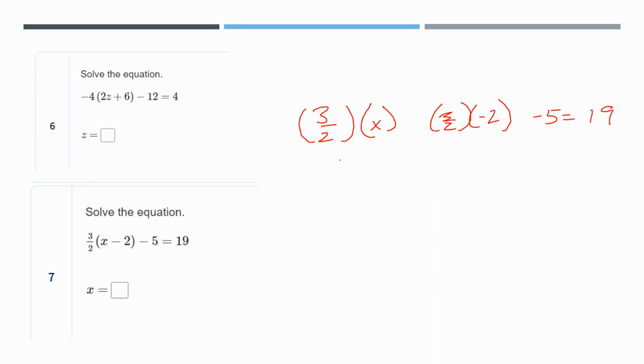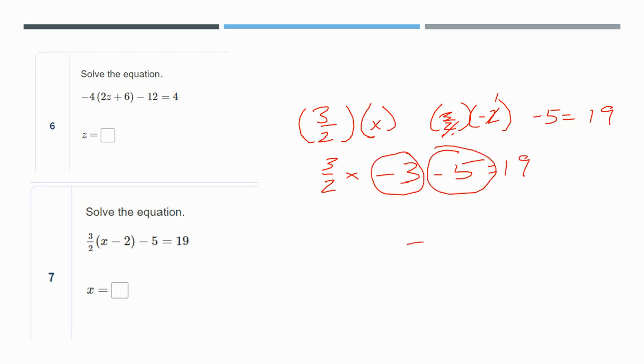Okay, on this problem, I'm going to multiply the first term, 3 halves x. And then this becomes subtraction because it's a negative. 3 halves times negative 2, I can simplify by cross-canceling here and get negative 3. Minus 3 is the answer there. Minus 5 equals 19. Combine my like terms. Negative 8 here equals 19. 3 halves x is still in the front. Okay, I'm going to add 8 to both sides and get 27 equals 3 halves x.